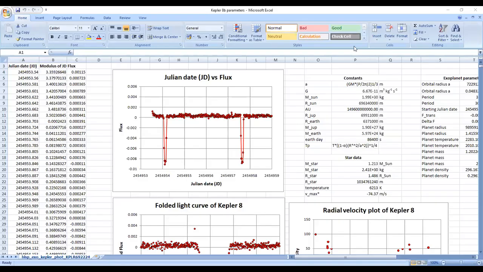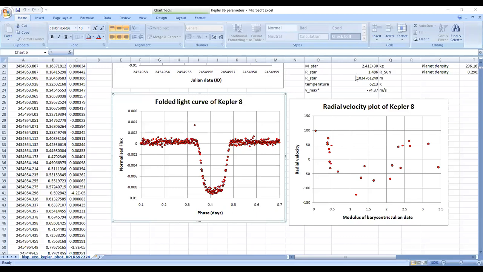Following the same procedure as in TopCat, a scatter plot is created with Julian date in the horizontal axis and flux in the vertical axis. The approximate period of revolution of the exoplanet can be found out to be 3.5 days.